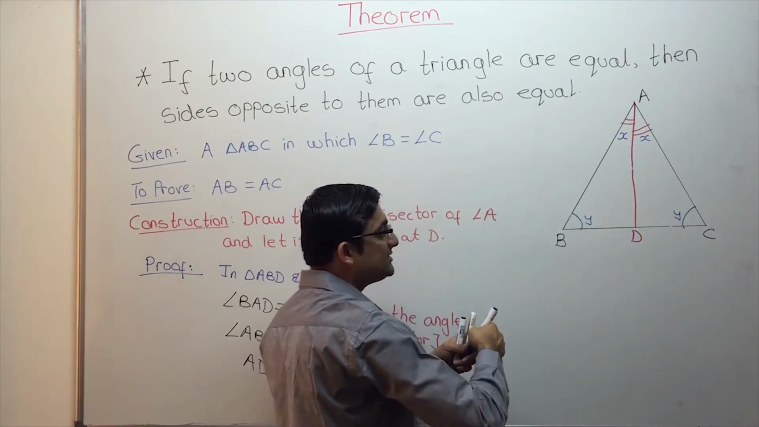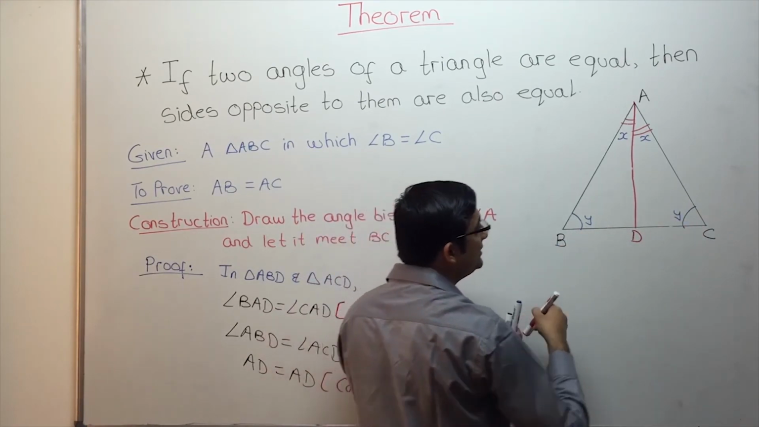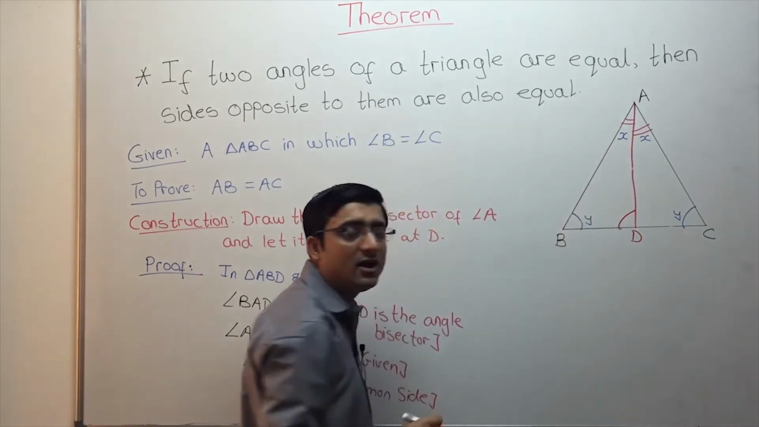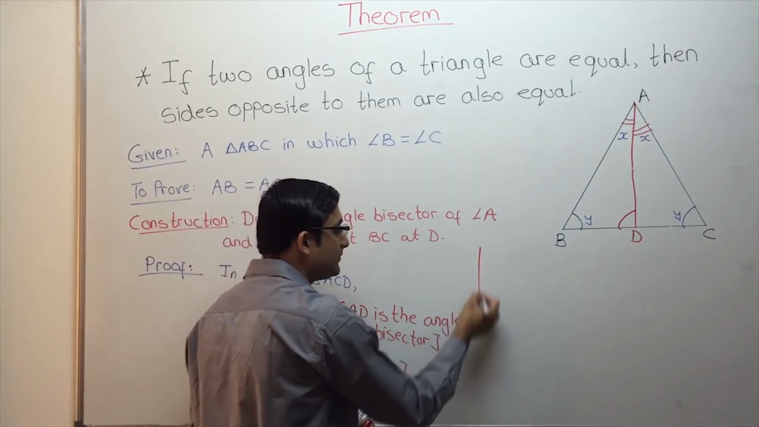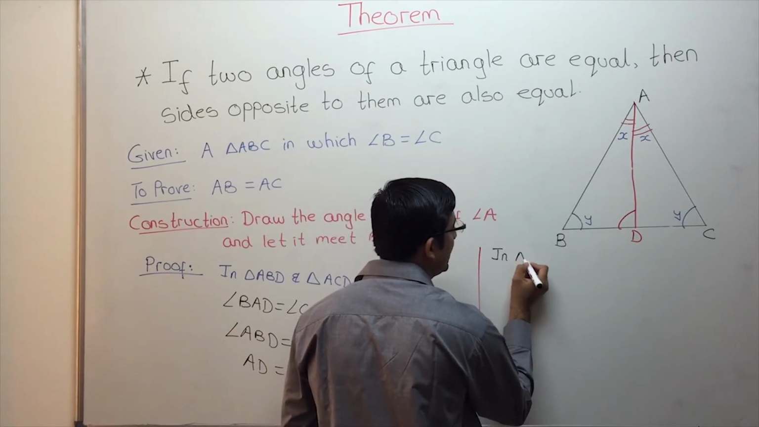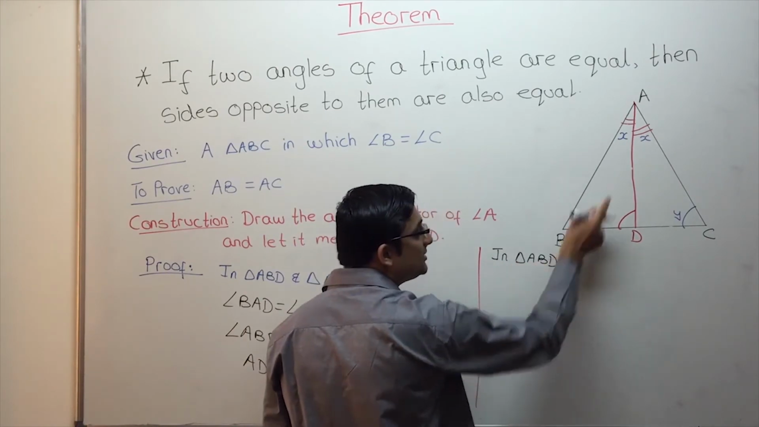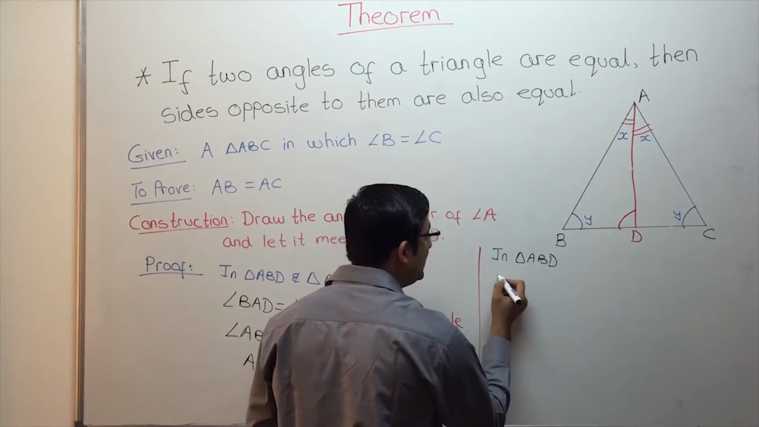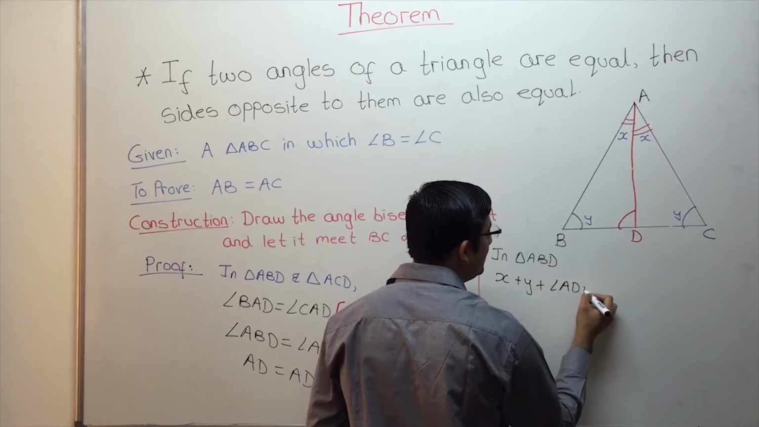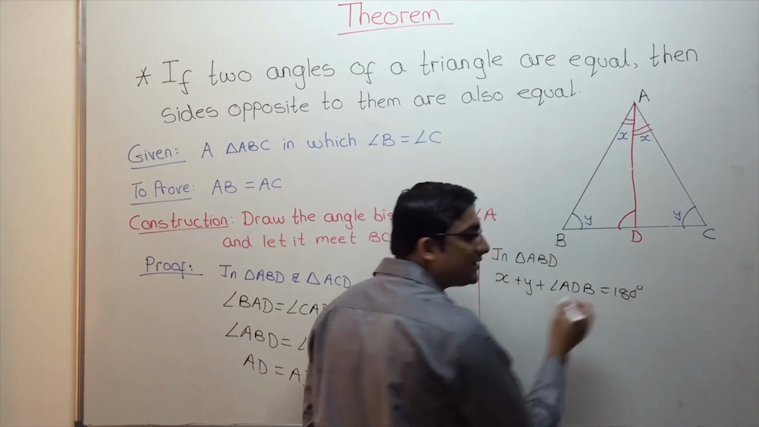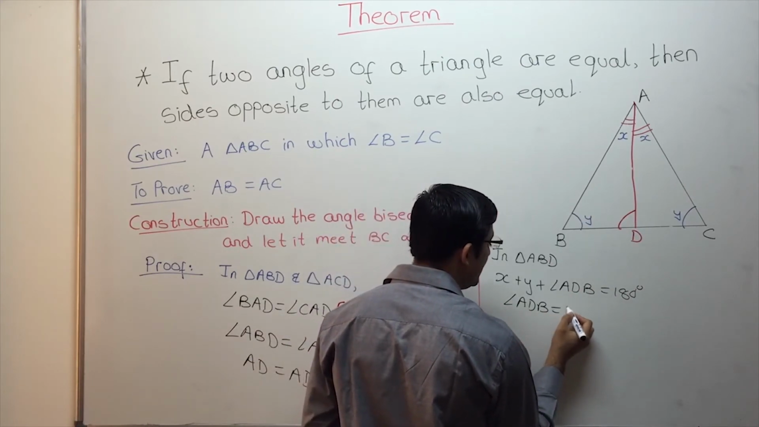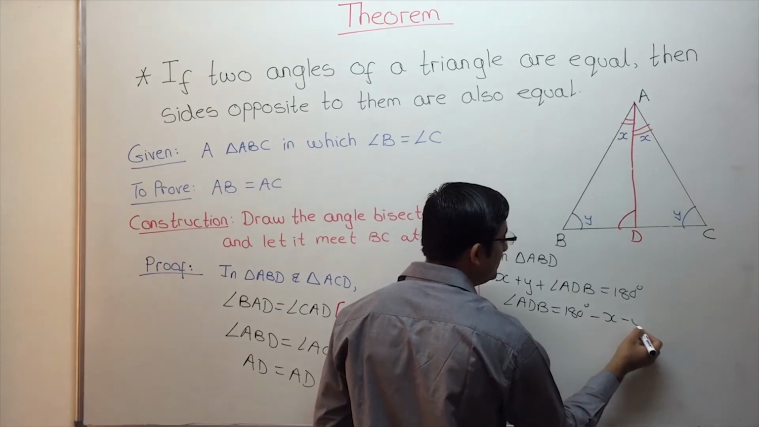So now let's get the value of this angle. So how do I find this angle over here? See, look at triangle ABD. In a triangle, two angles are known to me. How do I get the third angle? Angle sum property. So apply the angle sum property in this triangle. So we have in triangle ABD, what is the angle sum property? This plus this is 180. So X plus Y plus this angle, that is angle ADB, is equal to 180. What is the reason? Angle sum property. So get angle ADB from here. It is 180 minus X minus Y.